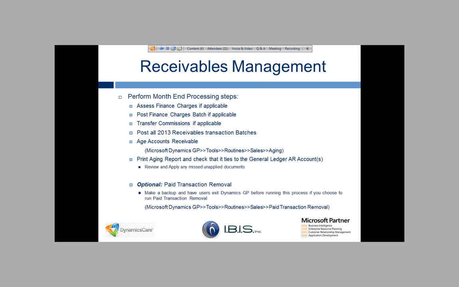Next, you'll want to age accounts receivable by going to the Microsoft Dynamics GP, Tools, Routines, Sales, and Aging. Next, you'll want to print the aging report and check that it ties to the general ledger AR accounts. Review and apply any missed unapplied documents, meaning if you have any credit memos that need to be applied to an invoice or any payments that need to be applied to an invoice.